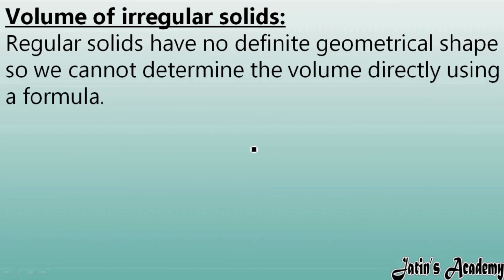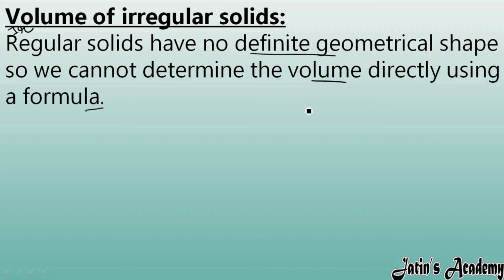Now how to measure the volume of irregular solids, that we have to study. First of all, what are irregular solids? Irregular solids are those solids which do not have any definite geometrical shape. Okay, and we cannot determine the volume of an irregular shaped object directly by formulas.